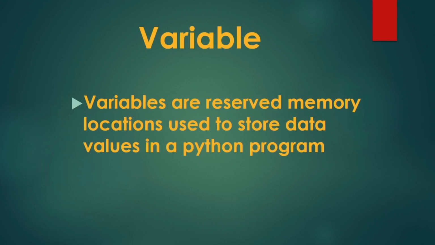So basically, variables are just reserved memory locations for storing data values. They are more or less containers for holding these data values. Now, to declare a variable in Python, you just put the name of the variable, you put the equal sign, and then you put the value of this variable.